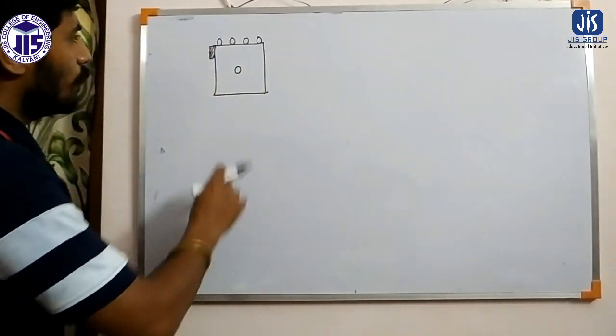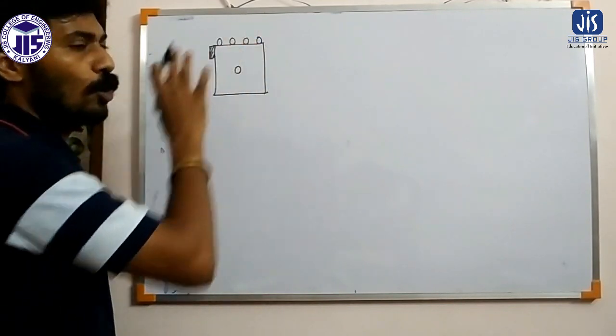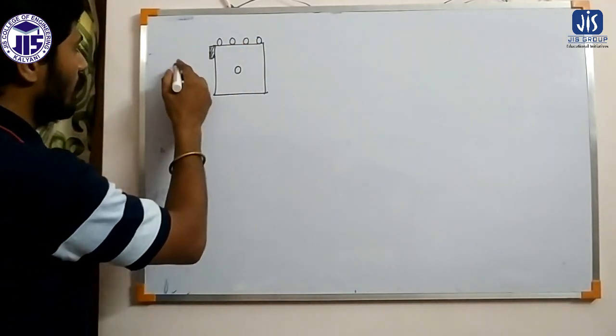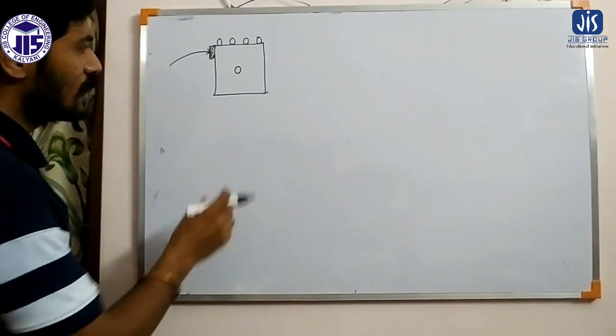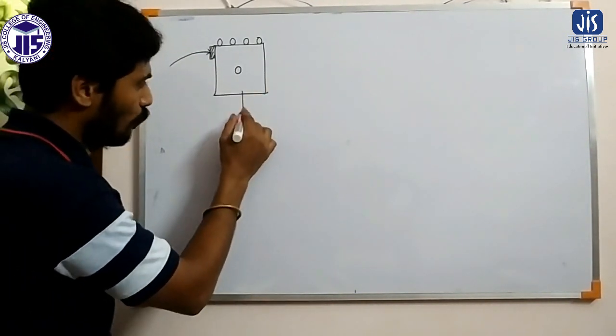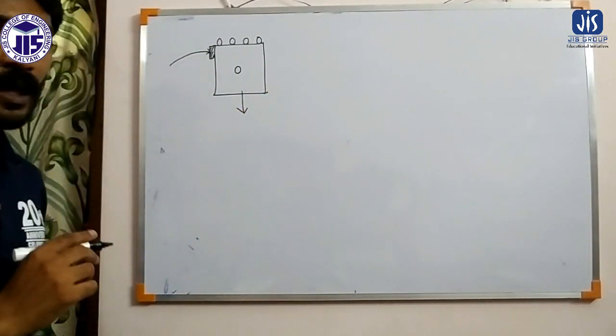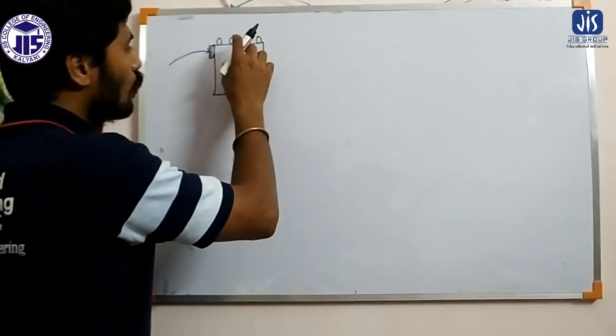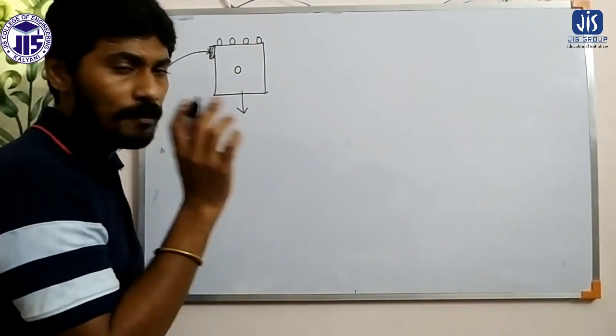For example, let us assume we have a machine like this. It is a machine where we have a total of 5 balls. Now if I press this switch, one ball will come out of the machine. So if one ball comes out, 4 balls will remain there.